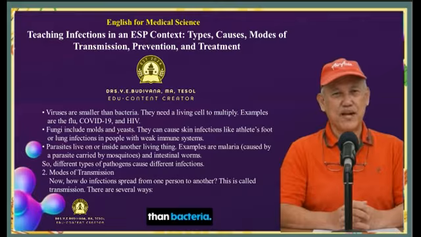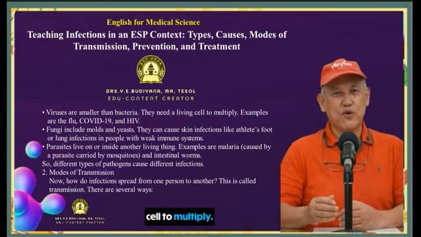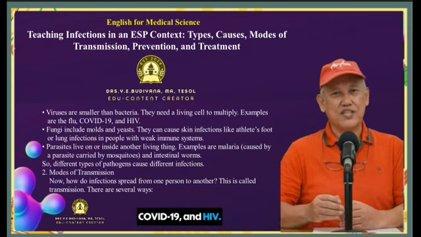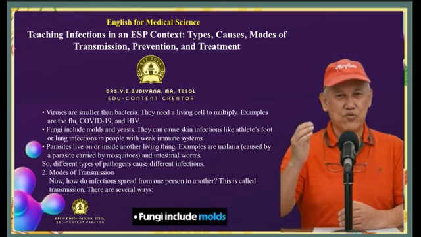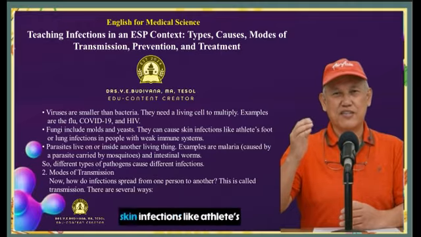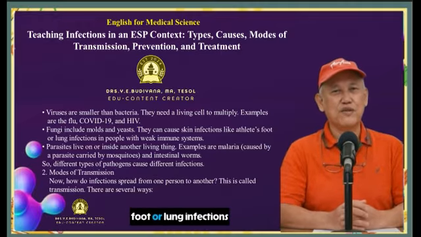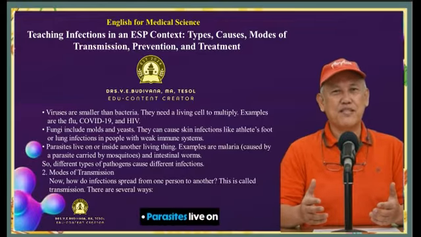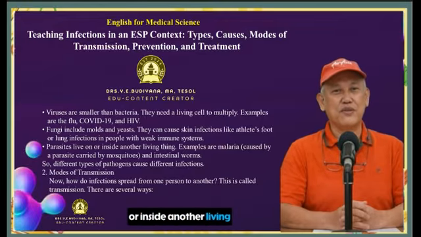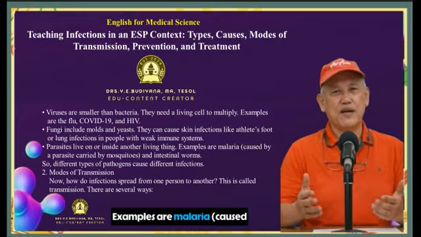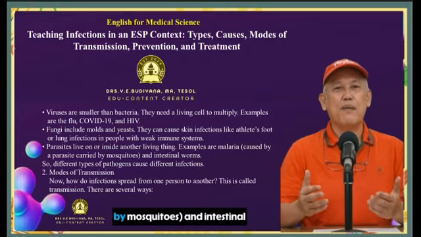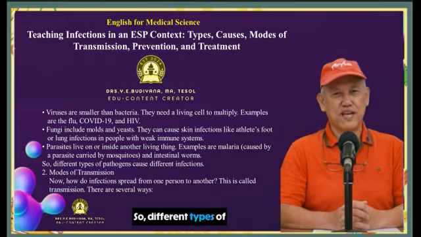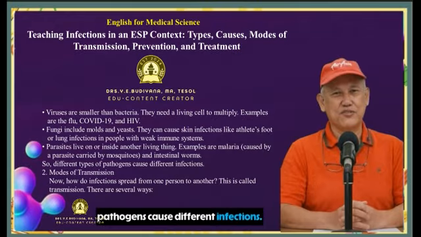Viruses are smaller than bacteria. They need a living cell to multiply. Examples are the flu, COVID-19, and HIV. Fungi include molds and yeasts. They can cause skin infections like athlete's foot or lung infections in people with weak immune systems. Parasites live on or inside another living thing. Examples are malaria, caused by a parasite carried by mosquitoes, and intestinal worms. So, different types of pathogens cause different infections.